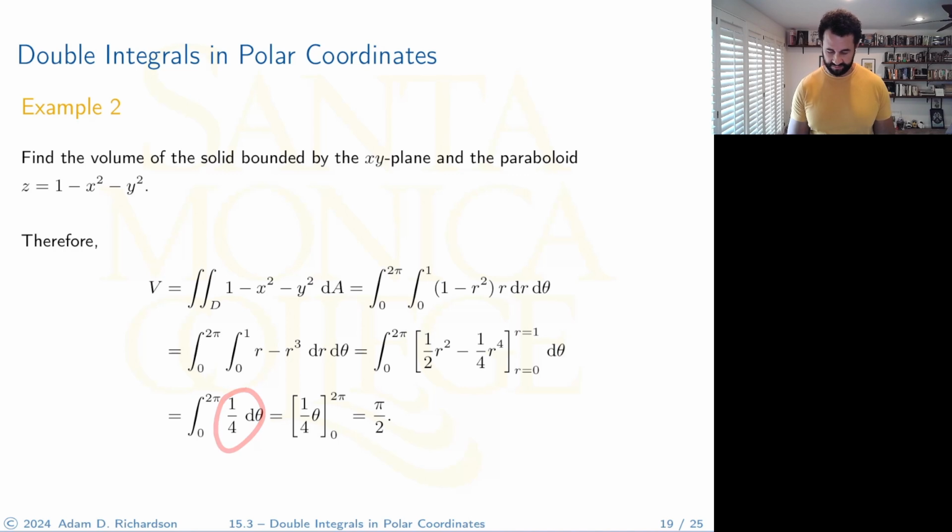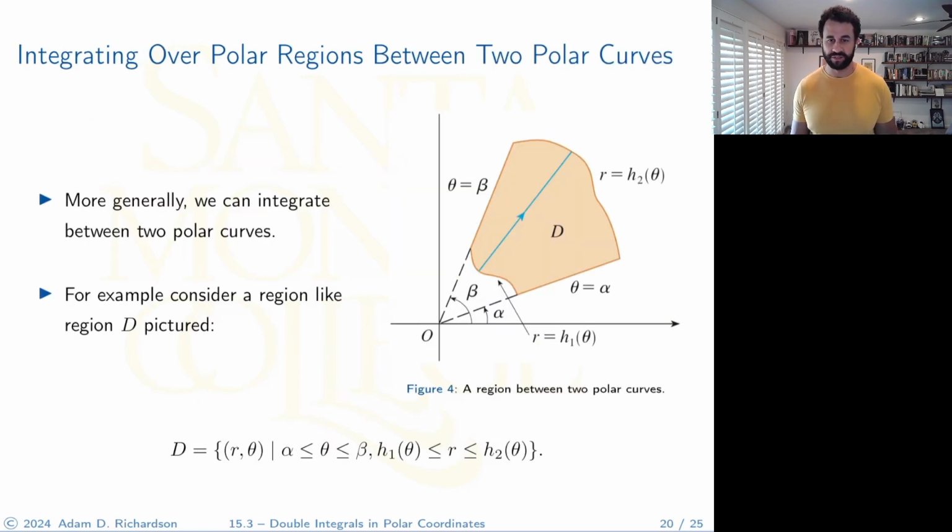We're left with this, FTC2 on that function of theta, and we get pi over 2. And that's it. Not too bad. Okay, let's make things a little bit more interesting here.